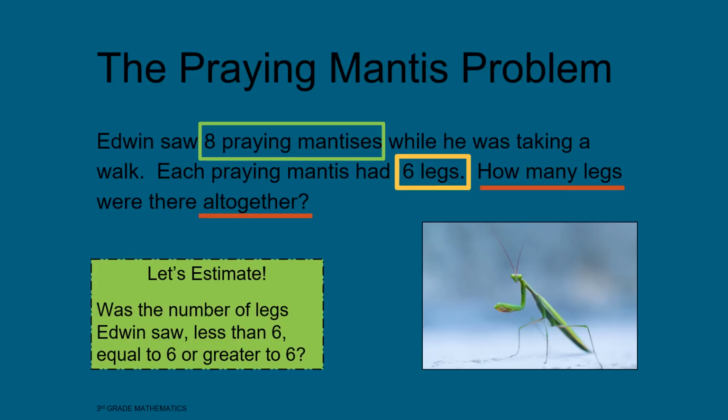Let's estimate. Was the number of legs Edwin saw less than 6, equal to 6, or greater than 6? How do you know?